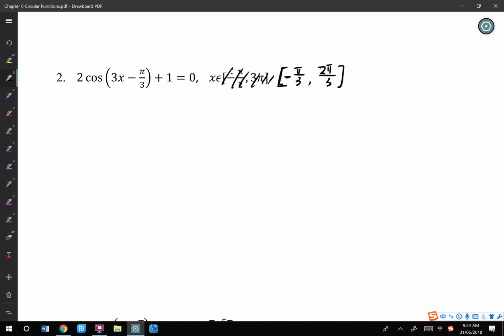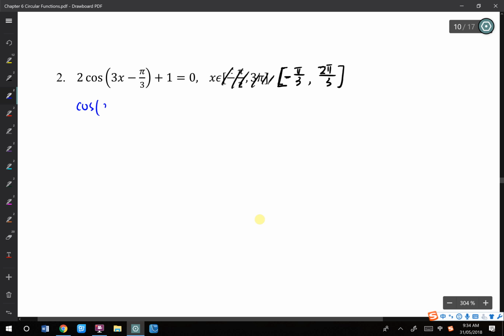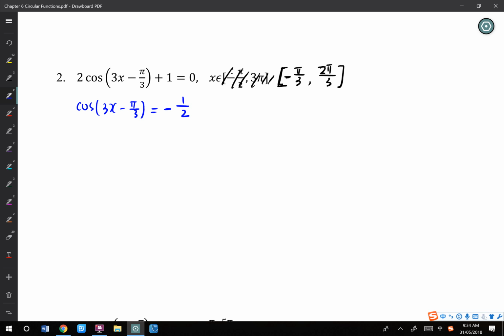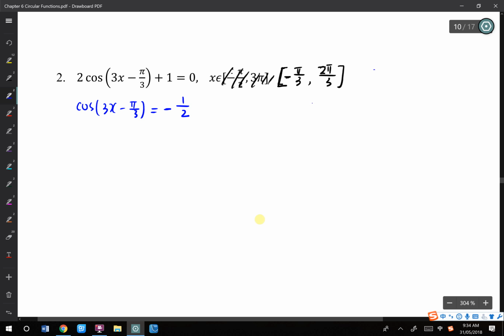So to solve any sine or cosine graph, what you need to do is to make cosine on one side. So you will have minus a half. Minus the 1 and divide by 2, so we have the minus a half. I have a minus here, but it's alright. What I want to think about is the ratio of half. You think about what reference angle can give you a half. Cosine what equals a half, everyone?